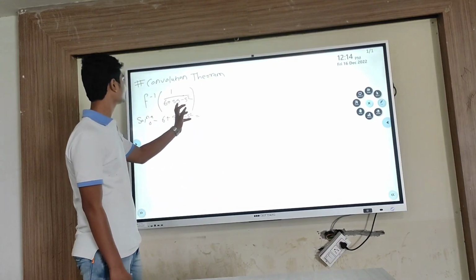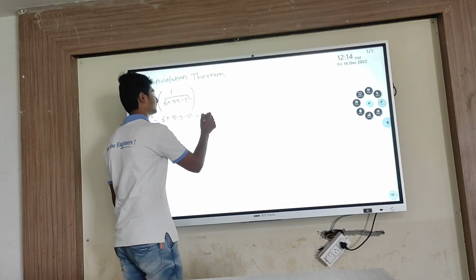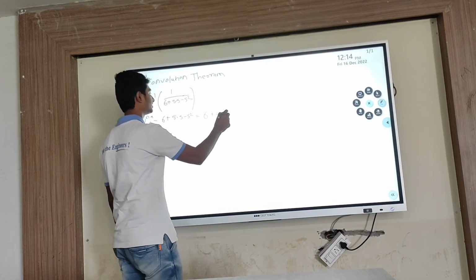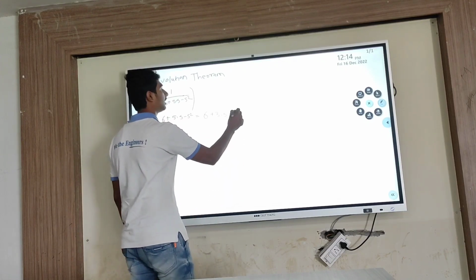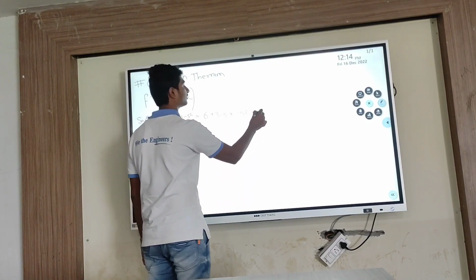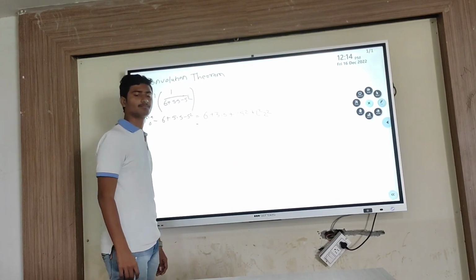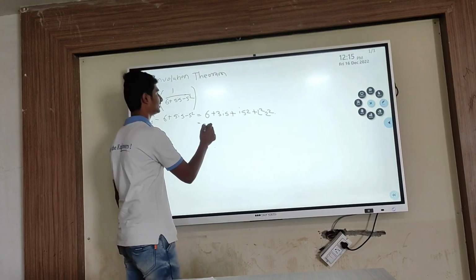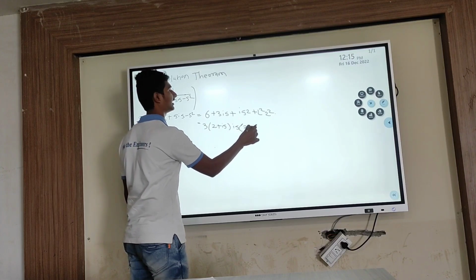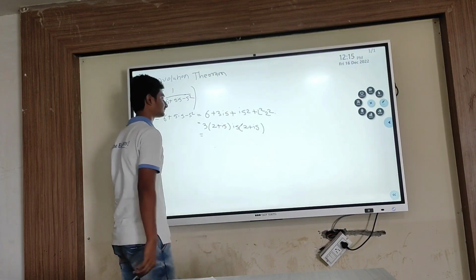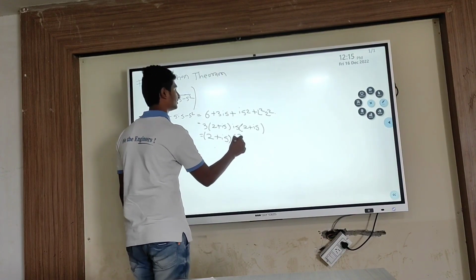So the factorization will be conducted. So we can conclude the s square plus 5s plus 6. So we get s plus 2 and s plus 3. Then we get the terms s plus 2 and s plus 3.